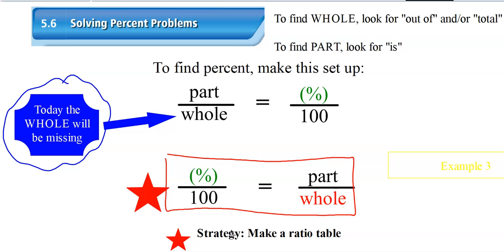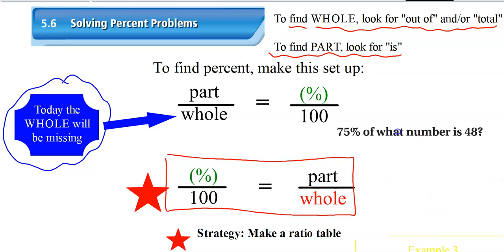And I'm reminding you that to find the whole, right, to figure out in a word problem which is the whole, you're looking for the words out of or total. And to find the part, it's the word is. So, usually when I give you some context, we can think about this.